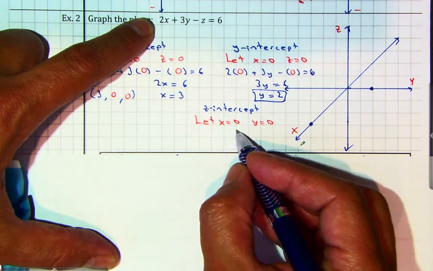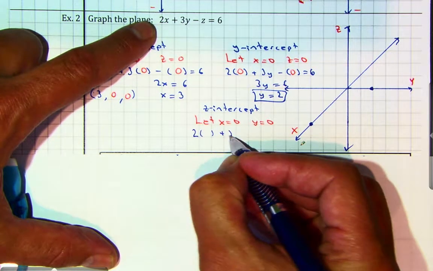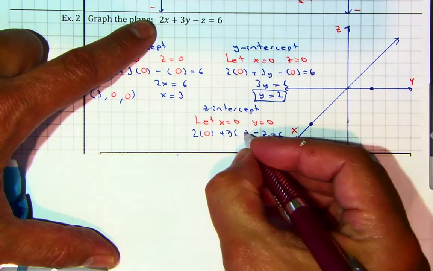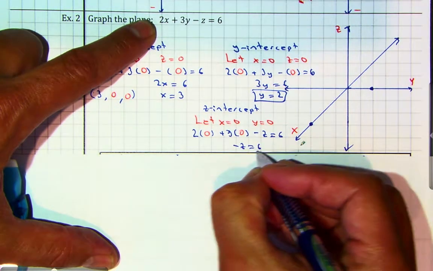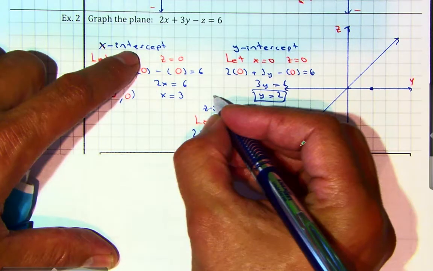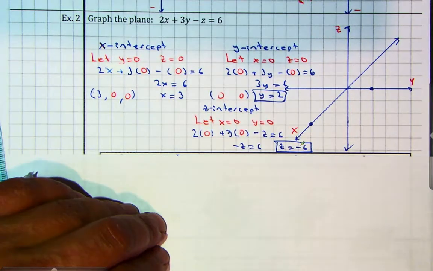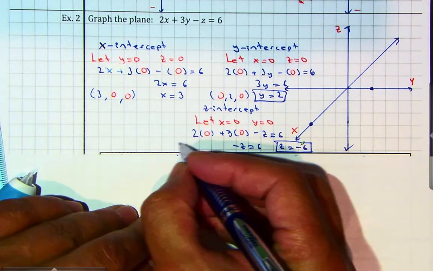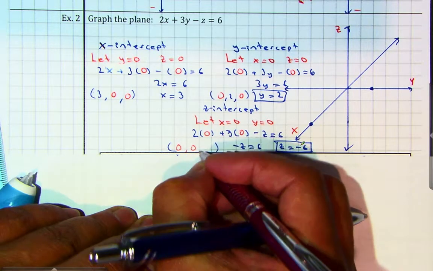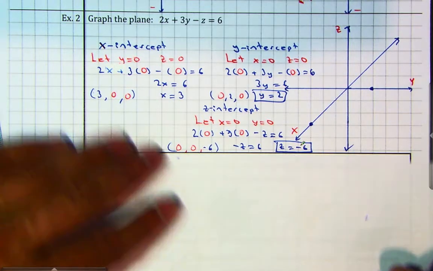And now, to find your z-intercept, it'll be 2 times 0 plus 3 times 0 minus z equal to 6. So negative z equal to 6. So therefore z equal to negative 6. And remember that this is a point, your intersection. So your x is 0, your z is 0, and your y is 2. Same thing for here. That will be a point of intersection where your z is negative 6, your x is 0, and your y is 0. It'll be 1, 2, 3, 4, 5, and let me go down one more, 6.